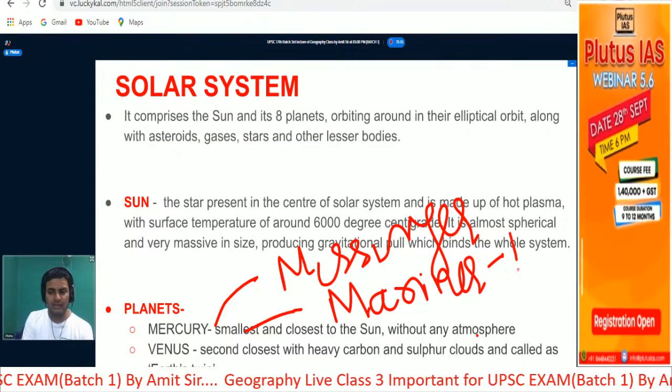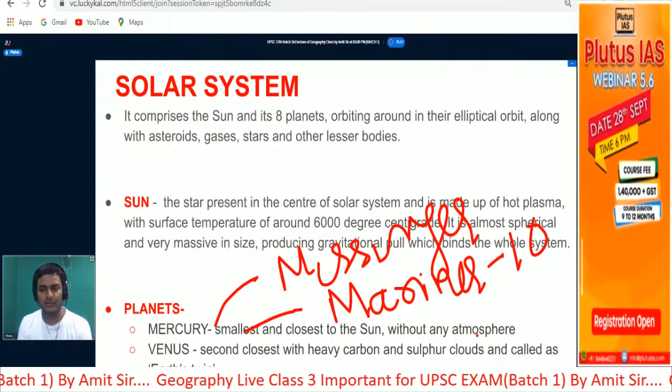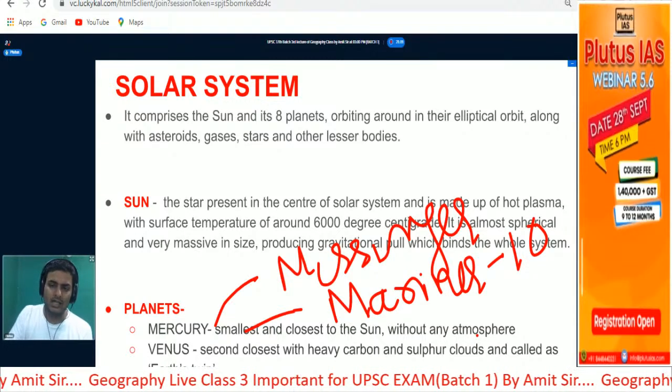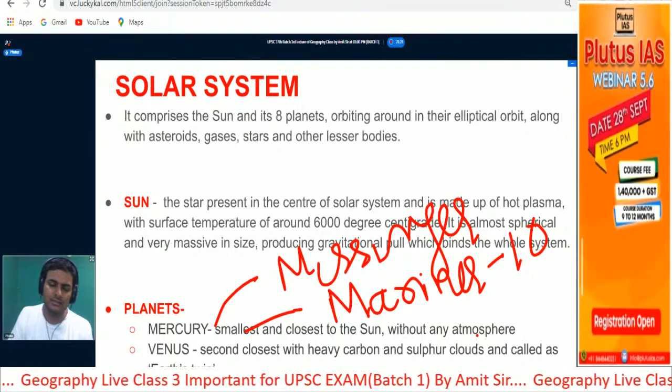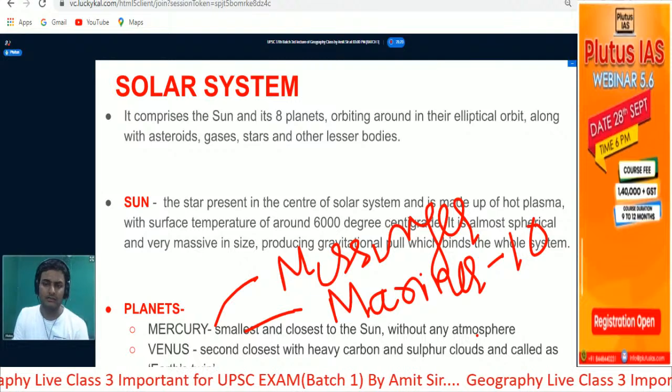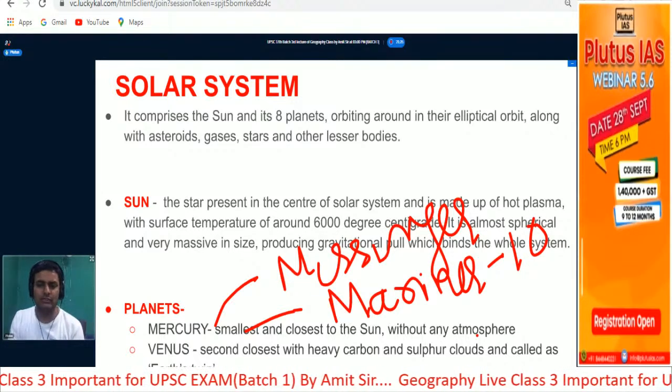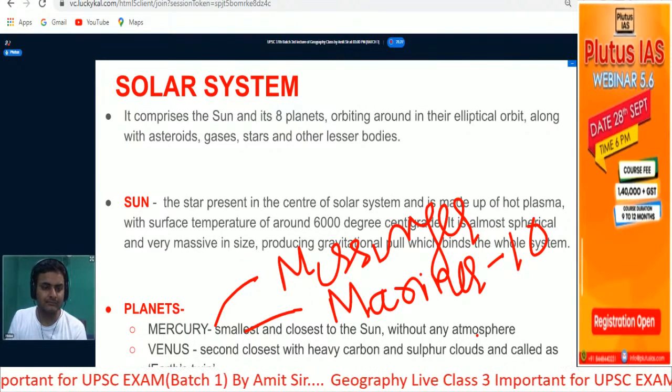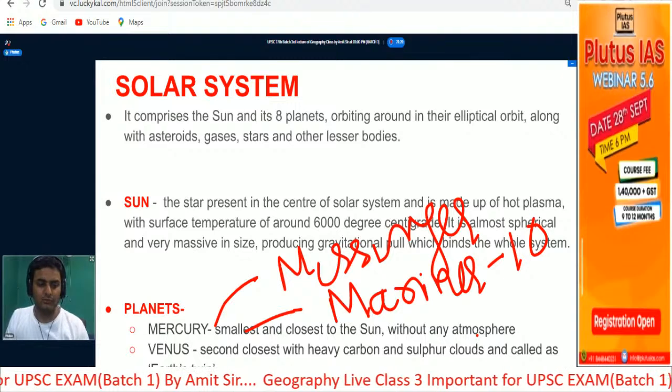So a bit of space I will be covering here. I think a large part of it has been covered by Raja sir, including that black hole theory and all that. And in science also, that space technology was done earlier, as I have come to know.